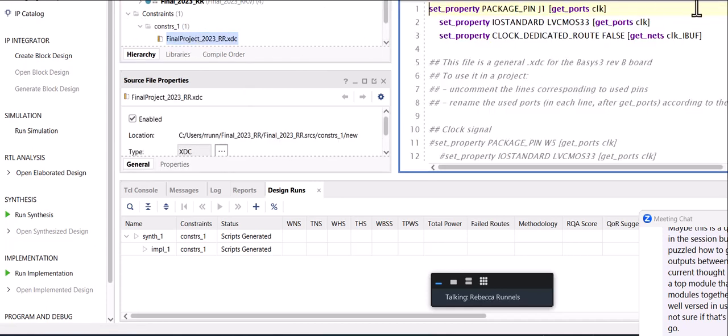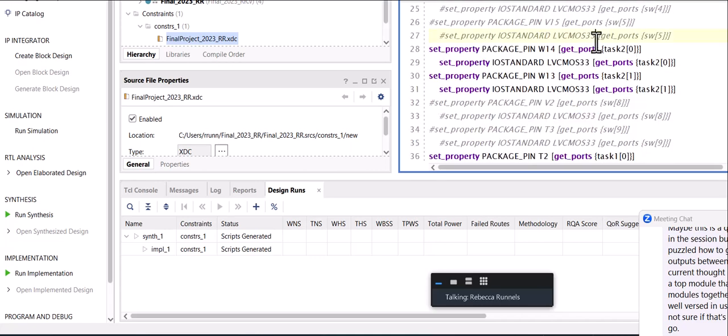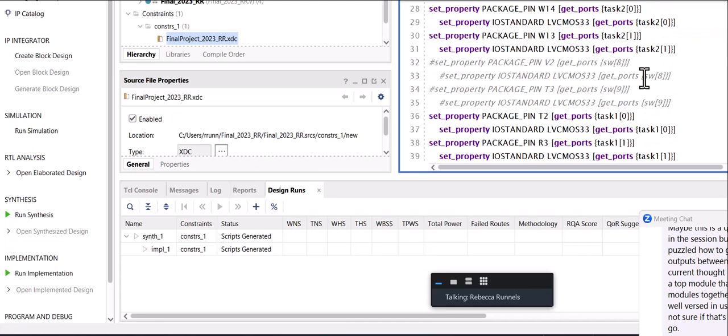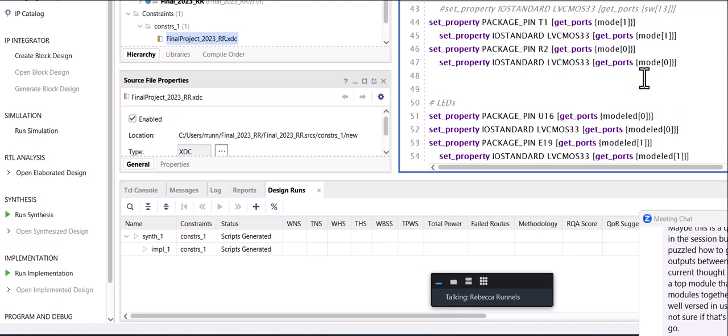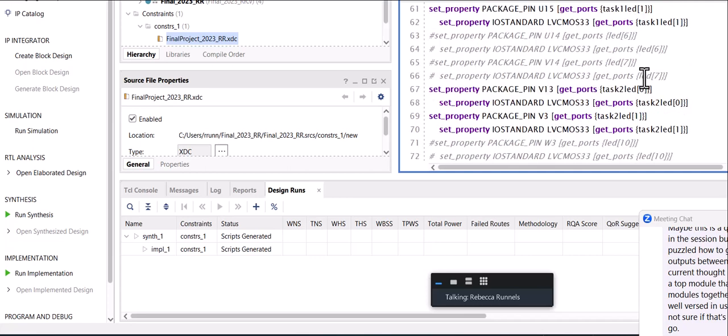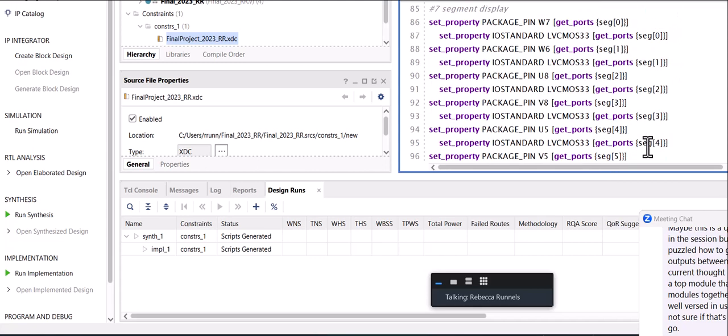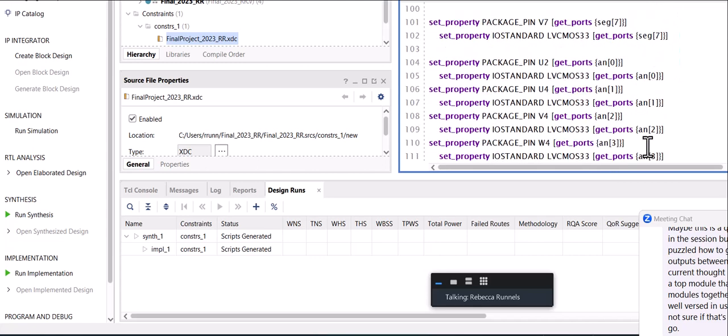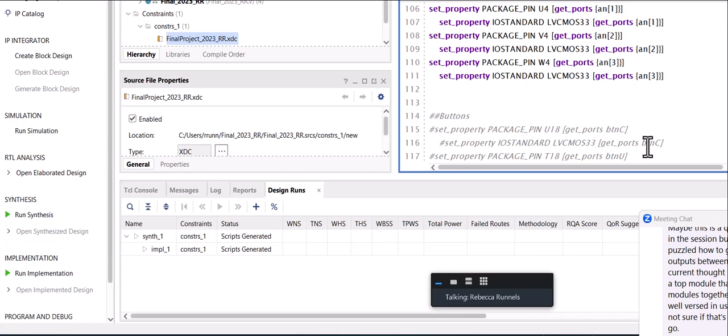Okay, so if you can see here, the first bit is for the clock, and then I have various switches. So switches for task 2, switches for task 1, switches for the mode, LEDs for the mode, and task 1 and task 2. This is some of my debugging, so you can ignore these right here. And then LED for F, and then the 7-segment display, and then the AN for whichever segment it is. So those are your constraints.